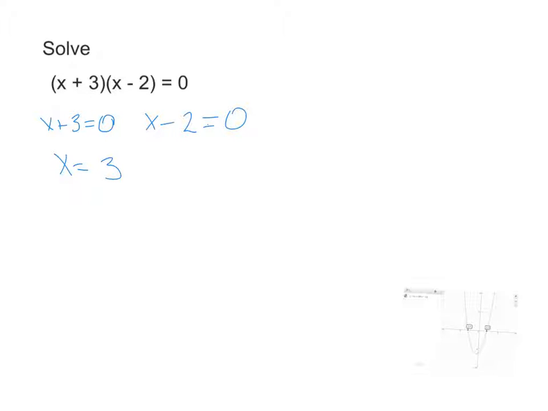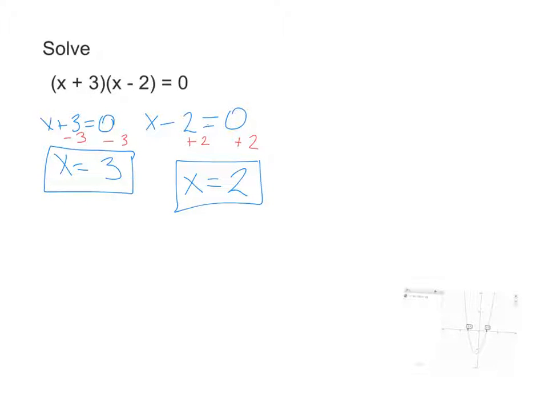And you solve that just by subtracting 3 from both sides, right, to isolate the x. So we would go minus 3, and end up with x equals negative 3. Here, if you add 2 to both sides, you'll end up with x equals 2. So there we've solved that quadratic equation.